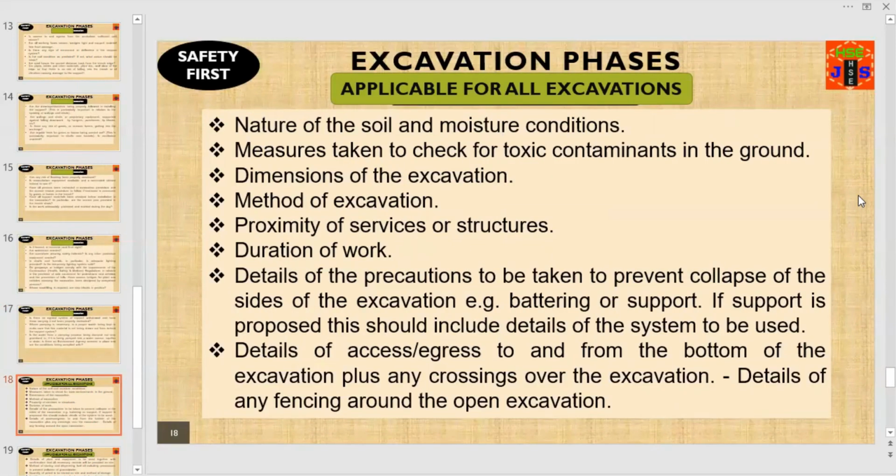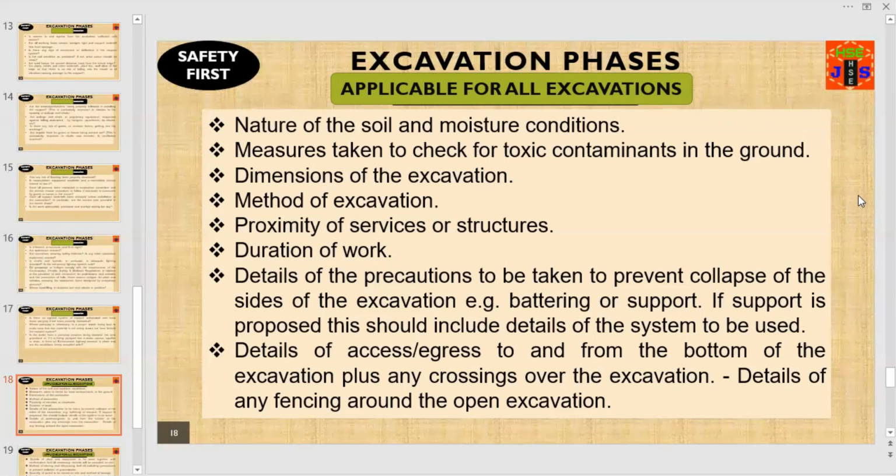Dear friends and fellows, let us discuss the points that are applicable for all excavations. Point number one, nature of the soil and moisture conditions. Point number two, measures taken to check for toxic contaminants in the ground. Point number three, dimensions of the excavation. Point number four, method of excavation. Point number five, proximity of services or structures. Point number six, duration of work.